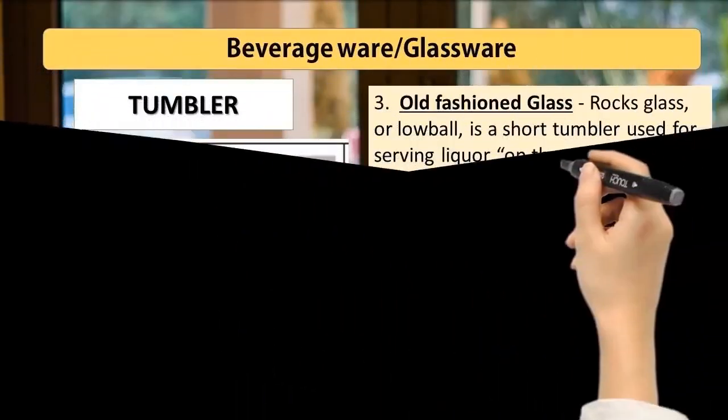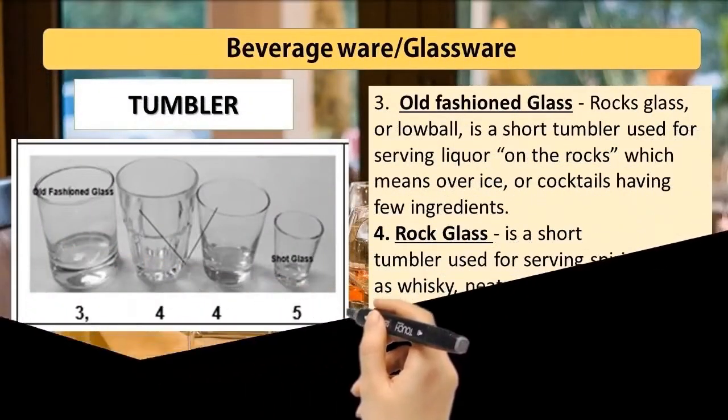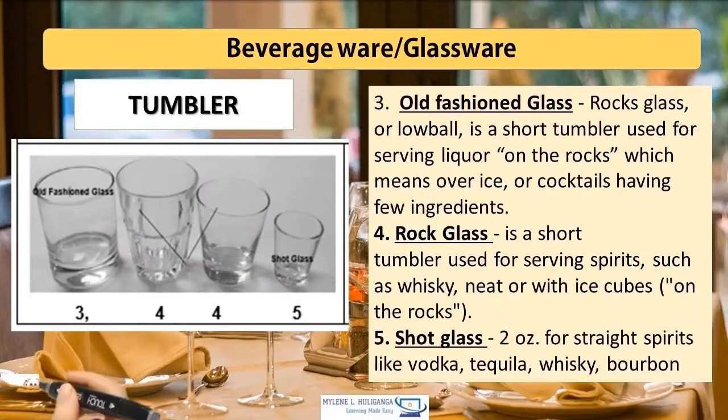Number 3 is the old-fashioned glass. The rock glass or lowball is a short tumbler used for serving liquor on the rocks, which means over ice, or cocktails having few ingredients. Number 4 is the rock glass. The rock glass is a short tumbler used for serving spirits, such as whiskey, neat or with ice cubes or on the rocks. Number 5 is the shot glass. The shot glass is 2 ounces for straight spirits like vodka, tequila, whiskey and bourbon.